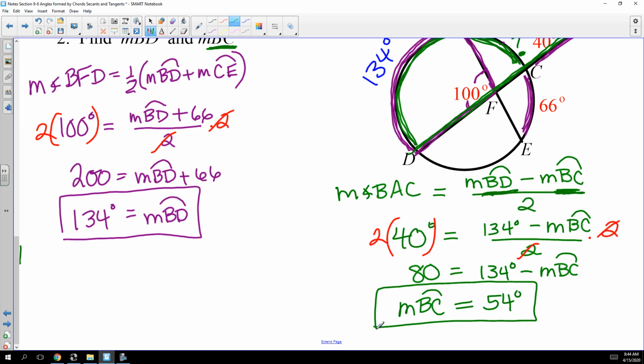What we haven't talked about is segment lengths. And so in the next section, we're going to talk about segment lengths, but it's going to definitely be applicable in some of the assignments that you have to do. And that's it for angles formed by chords and tangents and secants.